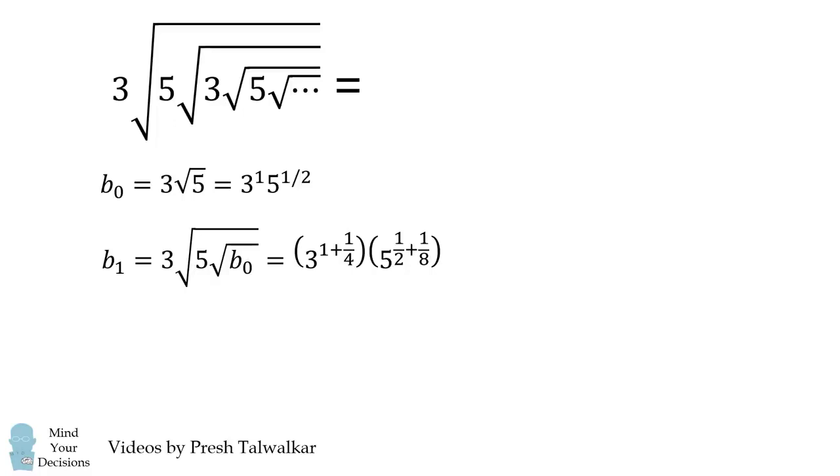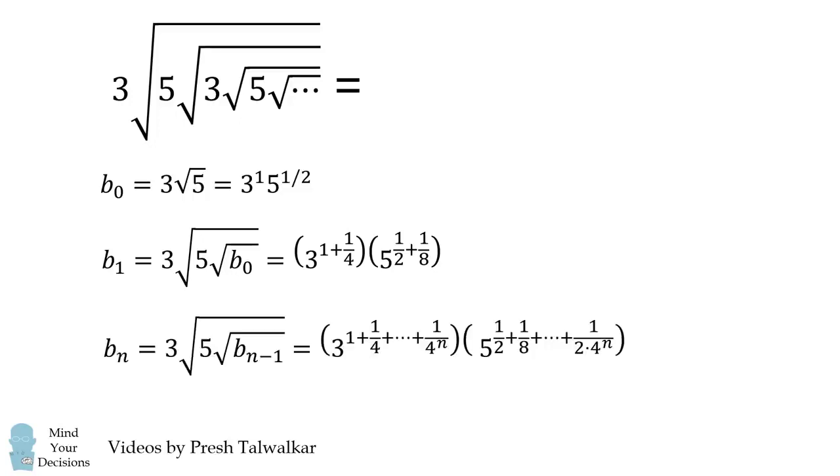And when you work that out, you end up getting 3 to the power of 1 plus 1 fourth multiplied by 5 to the power of 1 half plus 1 eighth. Now we can continue this pattern where the nth term is equal to 3 times the square root of everything that's inside of 5 times the square root of the previous term. And when you work it out, we end up with 3 going to the power of 1 plus 1 fourth and all these powers of 4 until we get 1 over 4 to the power of n.